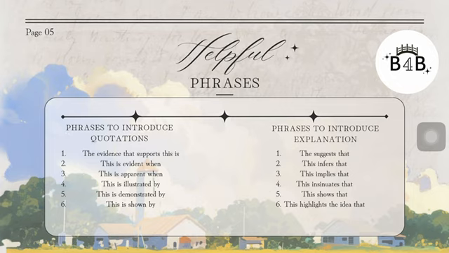Phrases to introduce a quotation: the evidence that supports this is, this is evident in, this is apparent in, this is illustrated by, this is demonstrated by, this is shown by. And when introducing the explanation, you can use: this suggests that, this infers that, this implies that, this insinuates that, this shows that, this highlights the idea that.